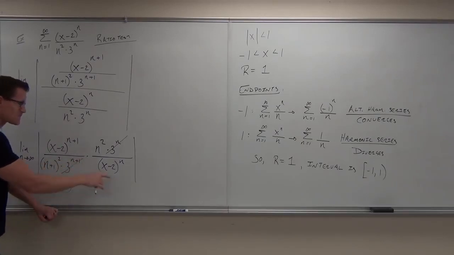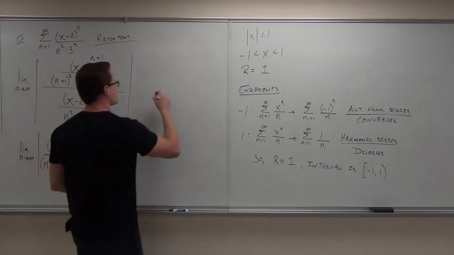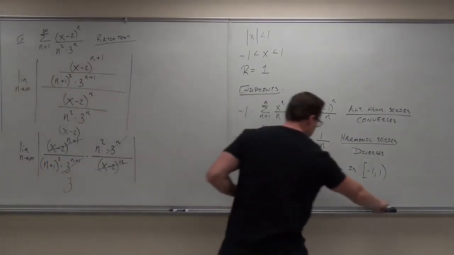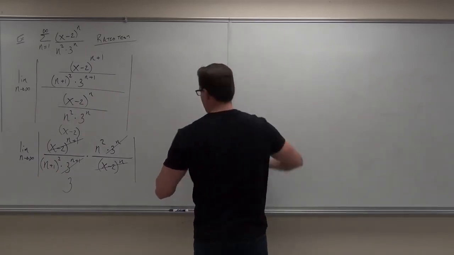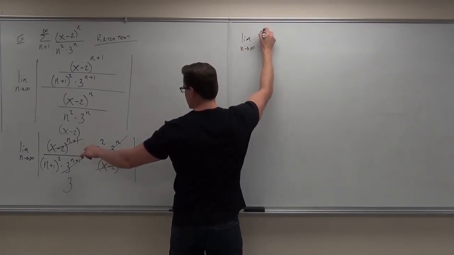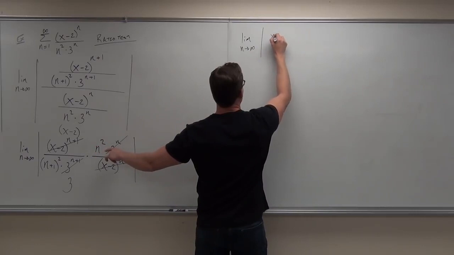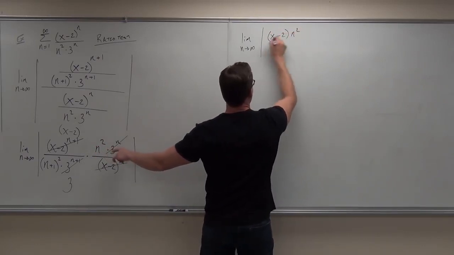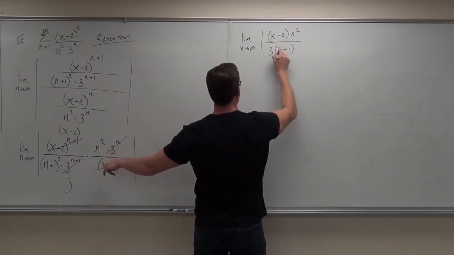You can cross out the x minus 2 to the n on the bottom. These are the same, except that this has an extra x minus 2. So if I do this and have the extra x minus 2, then what we end up getting is a limit as n approaches infinity. Do I still have the absolute value? Yes. What's on my numerator, please? Over 3 times n plus 1 squared, or 3n squared plus 6n.